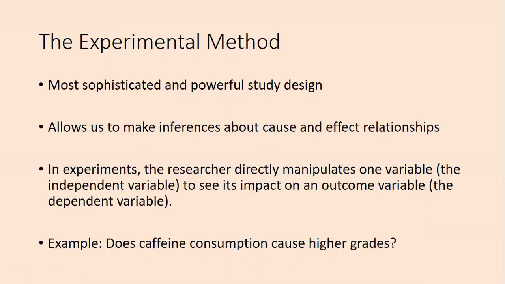In experiments, the researcher directly manipulates one variable, which we call the independent variable, to see if it has an impact on an outcome variable, which we call the dependent variable. Okay, that outcome variable is thought to depend on the independent variable. So here's an example of an experimental question. Does caffeine consumption cause higher grades?